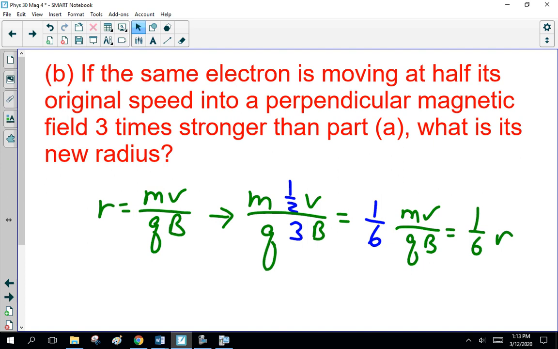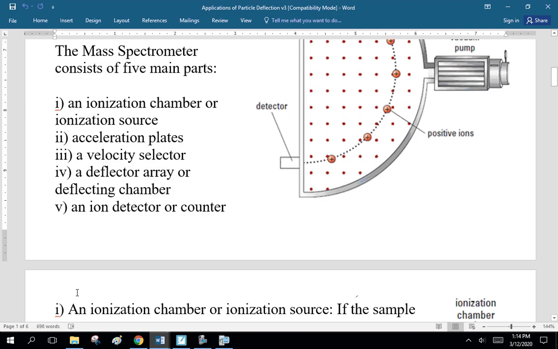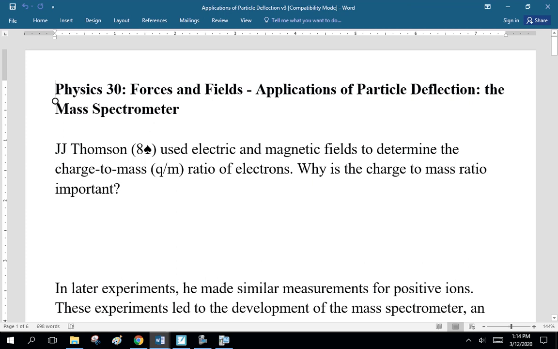All right, now I'm currently handing out this applications part of deflection, the mass spectrometer. Everybody have a copy? Take one, pass the rest back. Some of you are getting blue handouts, some of you are getting white because the photocopier decided to act up again.